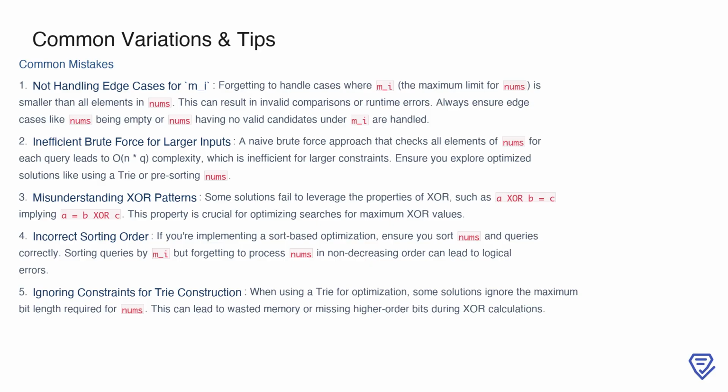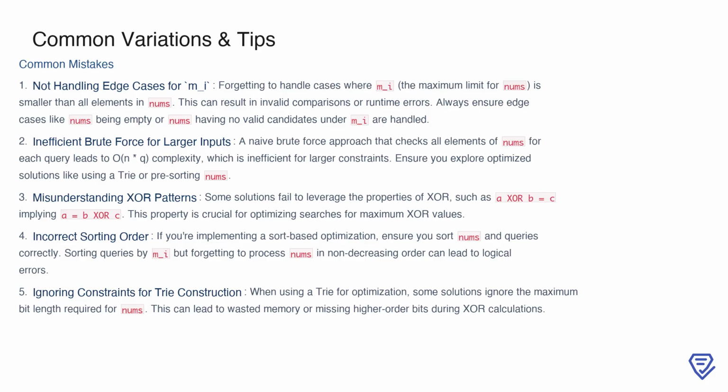When solving this problem, there are several common mistakes to avoid. First, it's crucial to handle edge cases involving the m_i values correctly. For instance, if m_i is smaller than all elements in nums, there may be no valid candidates to consider, leading to potential runtime errors. Similarly, always account for scenarios where nums might be empty or where no elements satisfy the constraints. Next, a brute force approach that checks every number in nums for each query is highly inefficient for larger inputs. This results in O(n * q) complexity, which can quickly become impractical. Instead, optimized methods like using a tree or presorting the array should be explored.